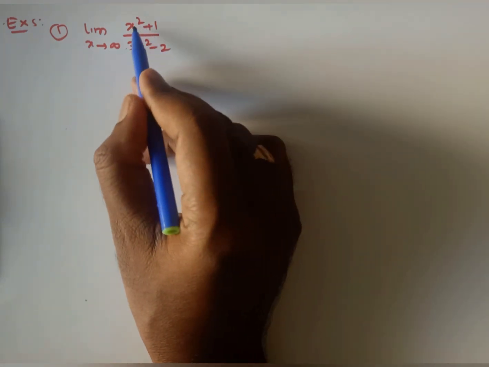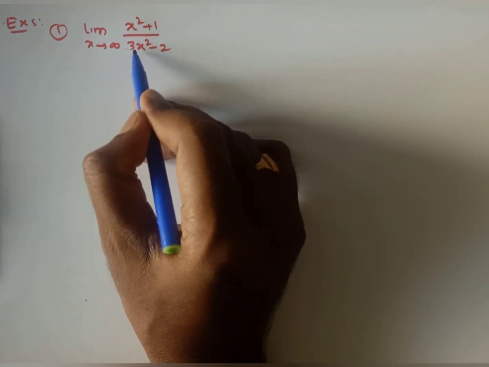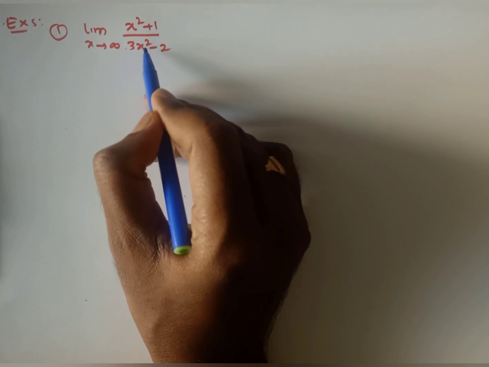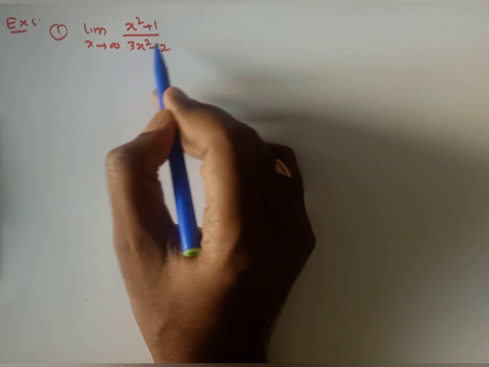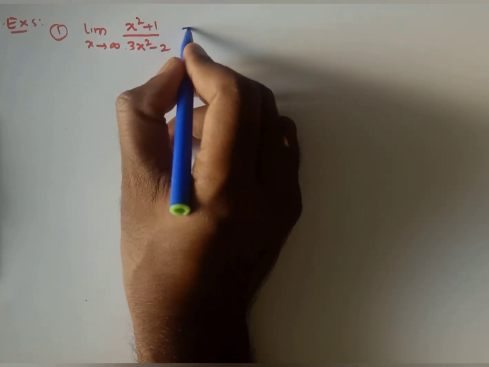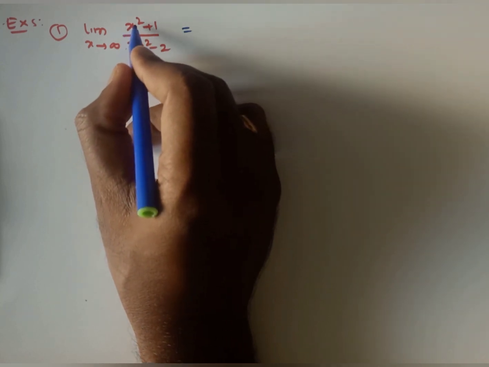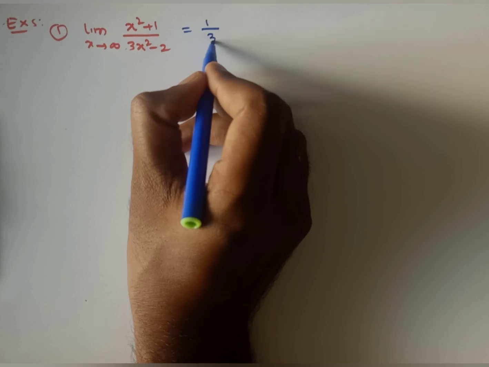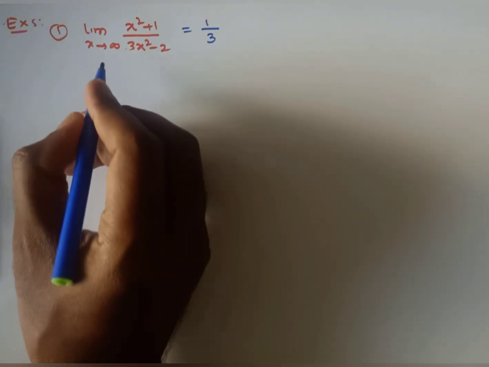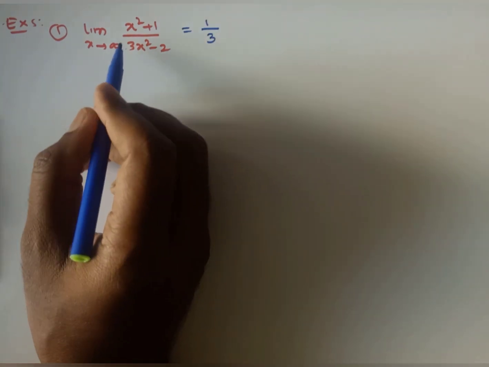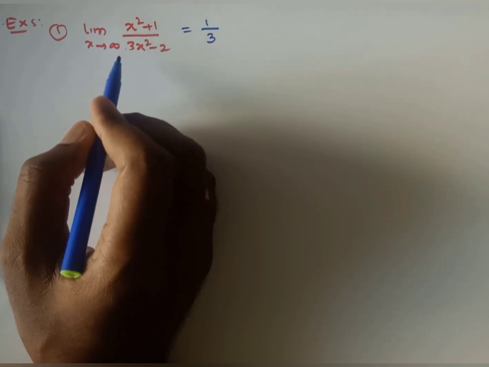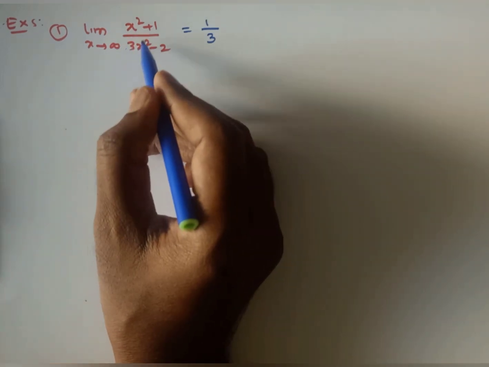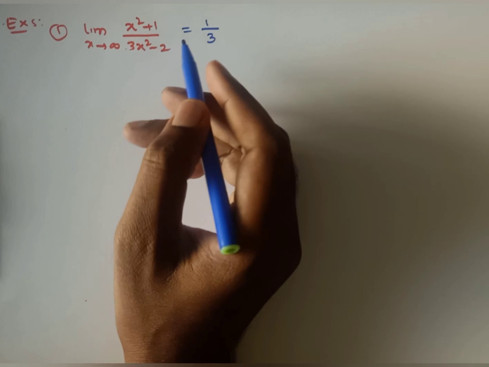The degree of the numerator is 2, and the degree of the denominator is 2, so both are the same. When the degrees of the numerator and denominator are the same, the answer is the ratio of the leading coefficients. The leading coefficient in the numerator is 1 and in the denominator is 3, so 1/3 is the answer. Our actual procedure: when the function is in p by q form, choose the highest degree and divide the numerator and denominator by it.